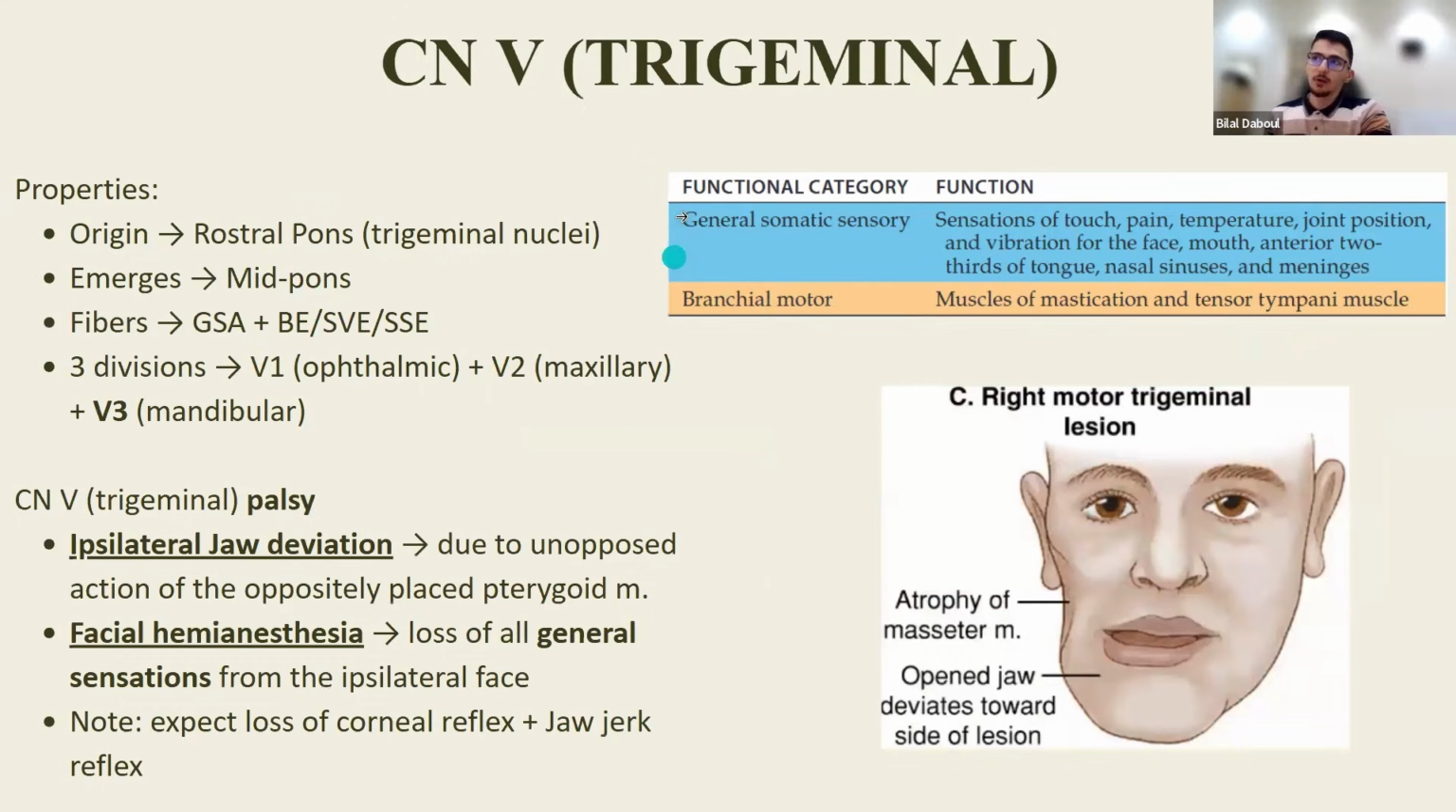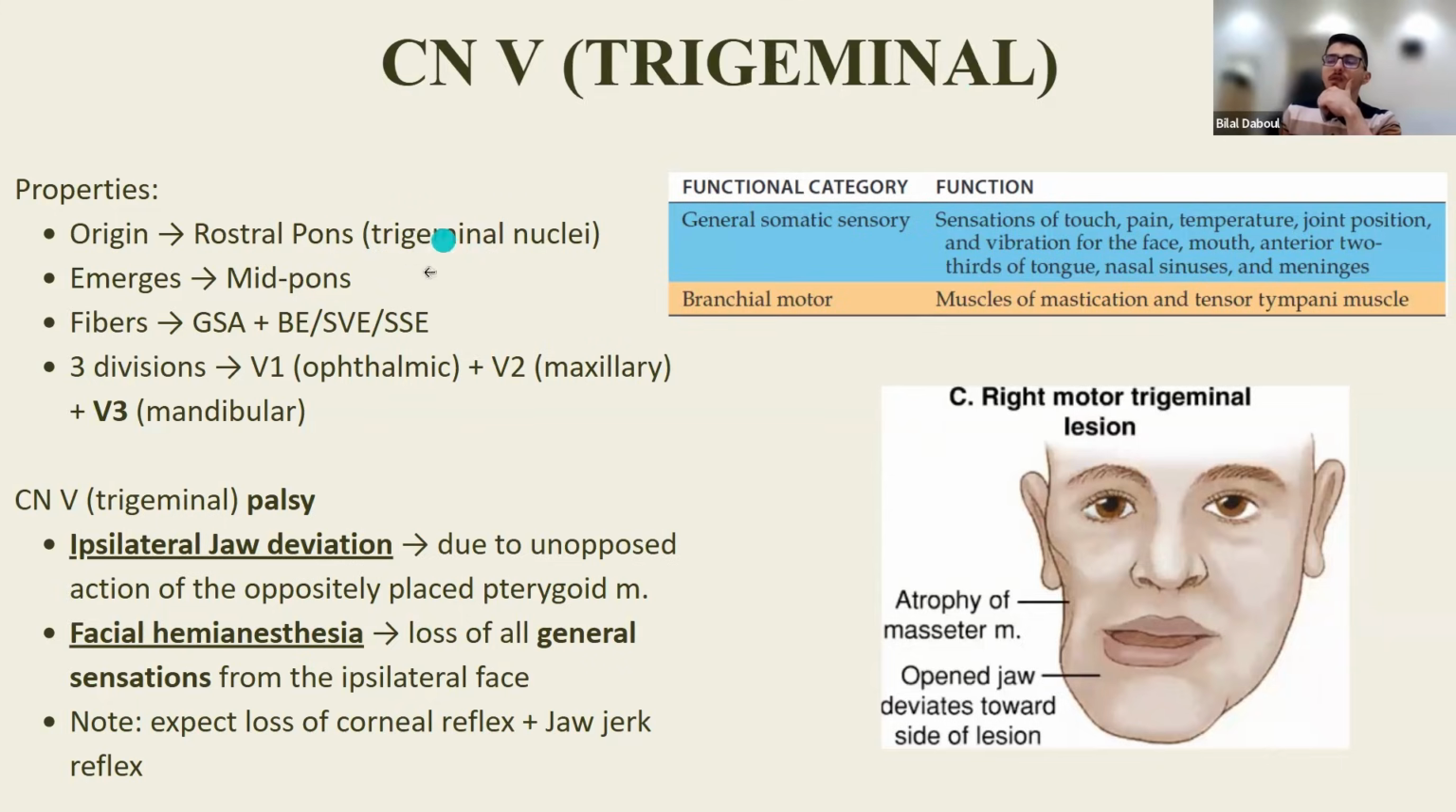Now we move to the trigeminal nerve. Again, trigeminal, tri meaning three, and geminal meaning born three at a time. You have three principal divisions of the trigeminal: the ophthalmic division, or the V1 division, the maxillary division, and the mandibular division. The ophthalmic is purely sensory, the maxillary is purely sensory, and the mandibular is mixed, meaning it's motor to the muscles of mastication and it receives sensations from the lower aspect of the face.